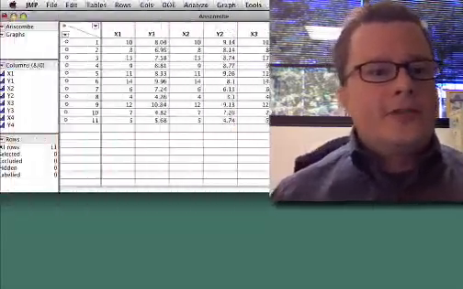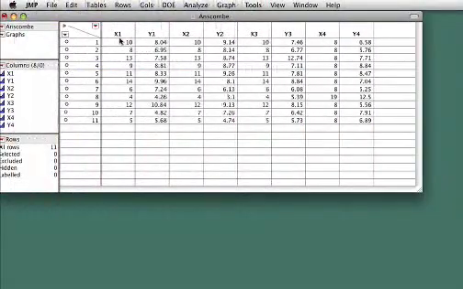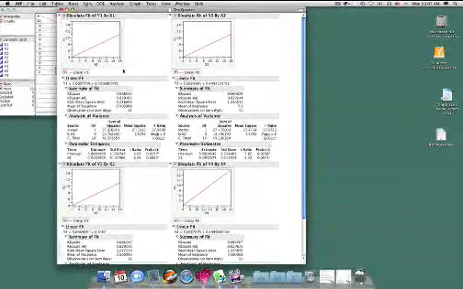Let's look at some graphs. I've got four pairs of points here, x1, y1, x2, y2, x3, y3, and so on. And I want to look at the line of best fit for each one of these pairs of points. Well, here are my graphs, and you can see that the lines look similar.